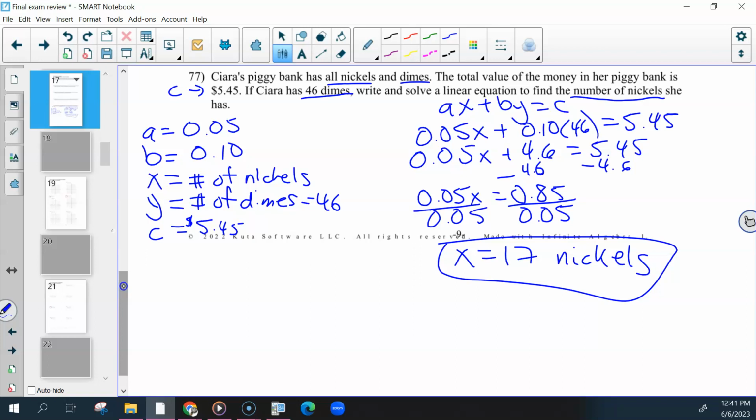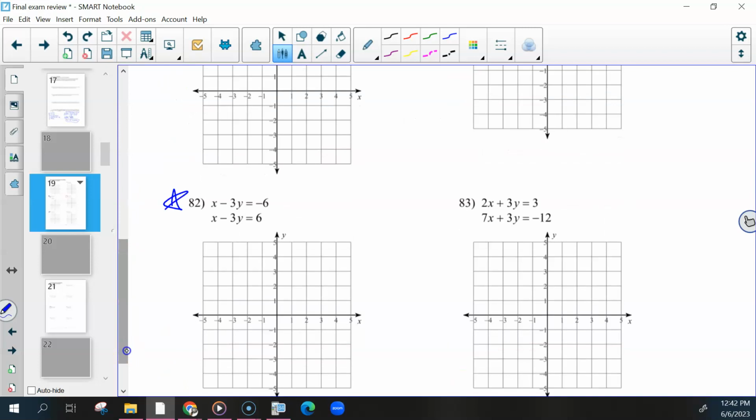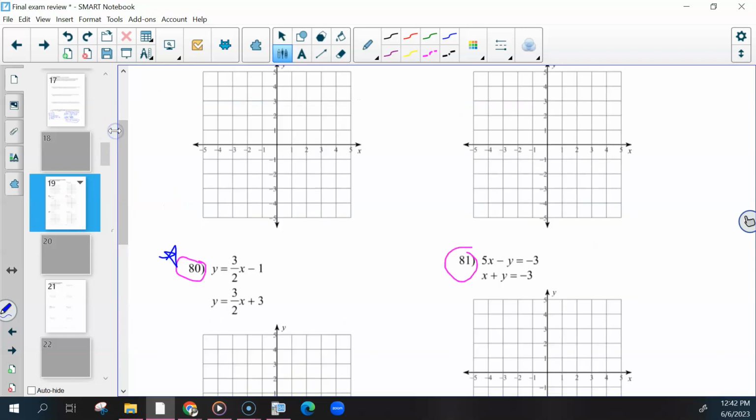Go on to the next page. So now we are in systems. First one is solving systems by graphing. Which of these do we want to see? Do you go over and have questions about? How about 80? 78. Start with those.